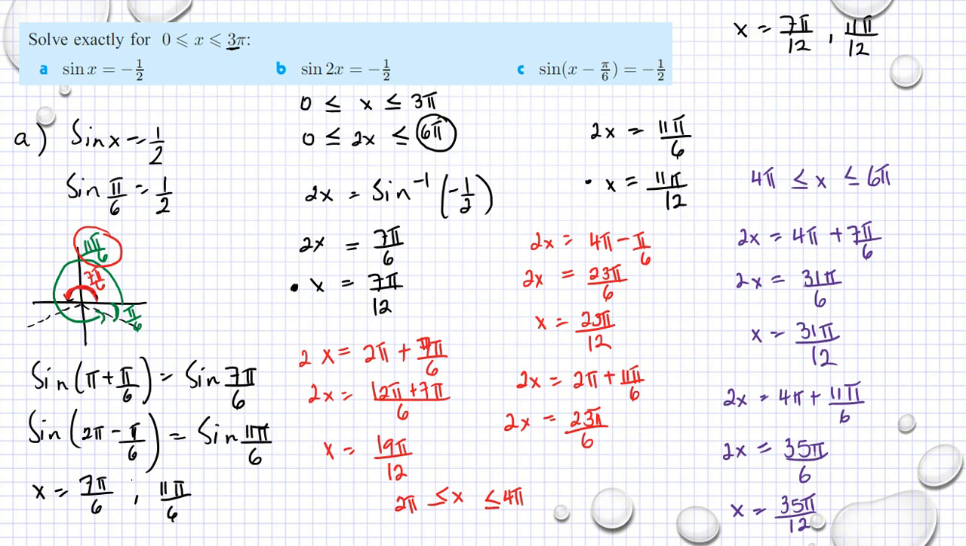So we have 4 more x here. We have 19 pi divided by 12, and we have 23 pi divided by 12, and then 2 more. We have 31 pi divided by 12, and the last one we have 35 pi divided by 12.